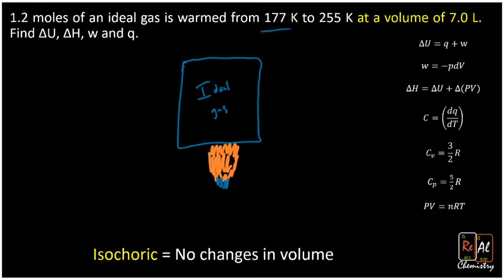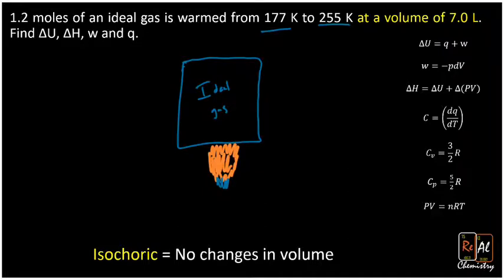You can see that we go from 177 Kelvin to 255 Kelvin, so we're adding heat to our system. This should make it clear that our Q is going to be positive, because we're increasing the internal energy of our system by adding heat. If you're still having trouble identifying the signs of Q and W, I recommend you check out the video I'm going to link to below on Q and W and whether they are positive or negative. So let's go ahead and calculate these four variables.